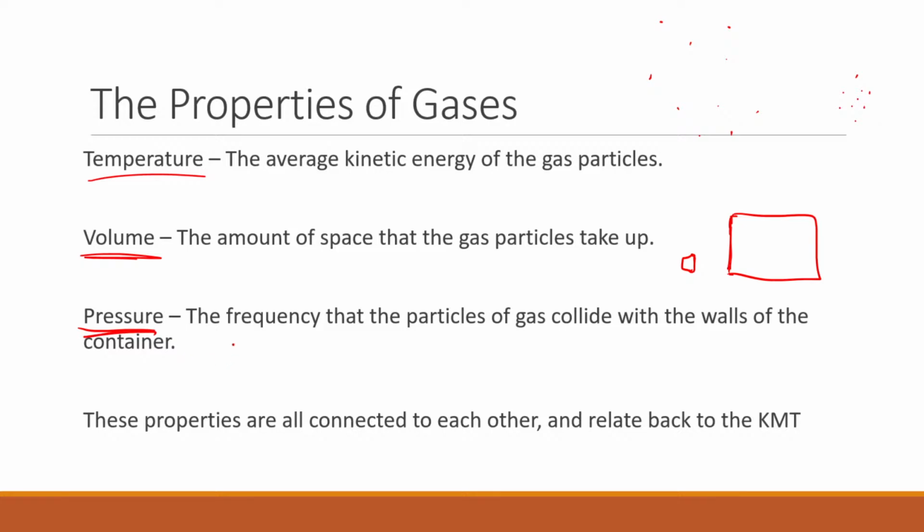Lastly, we're looking at pressure. Pressure is a measure of how often the particles of gas hit the walls of their container. So, if I have this box with this gas particle in it, as it moves in its continuous, random, straight line motion, pressure is a count of how often it collides with the walls. Something that collides with the walls frequently has a high pressure. Something that does not collide with the walls frequently has a low pressure.